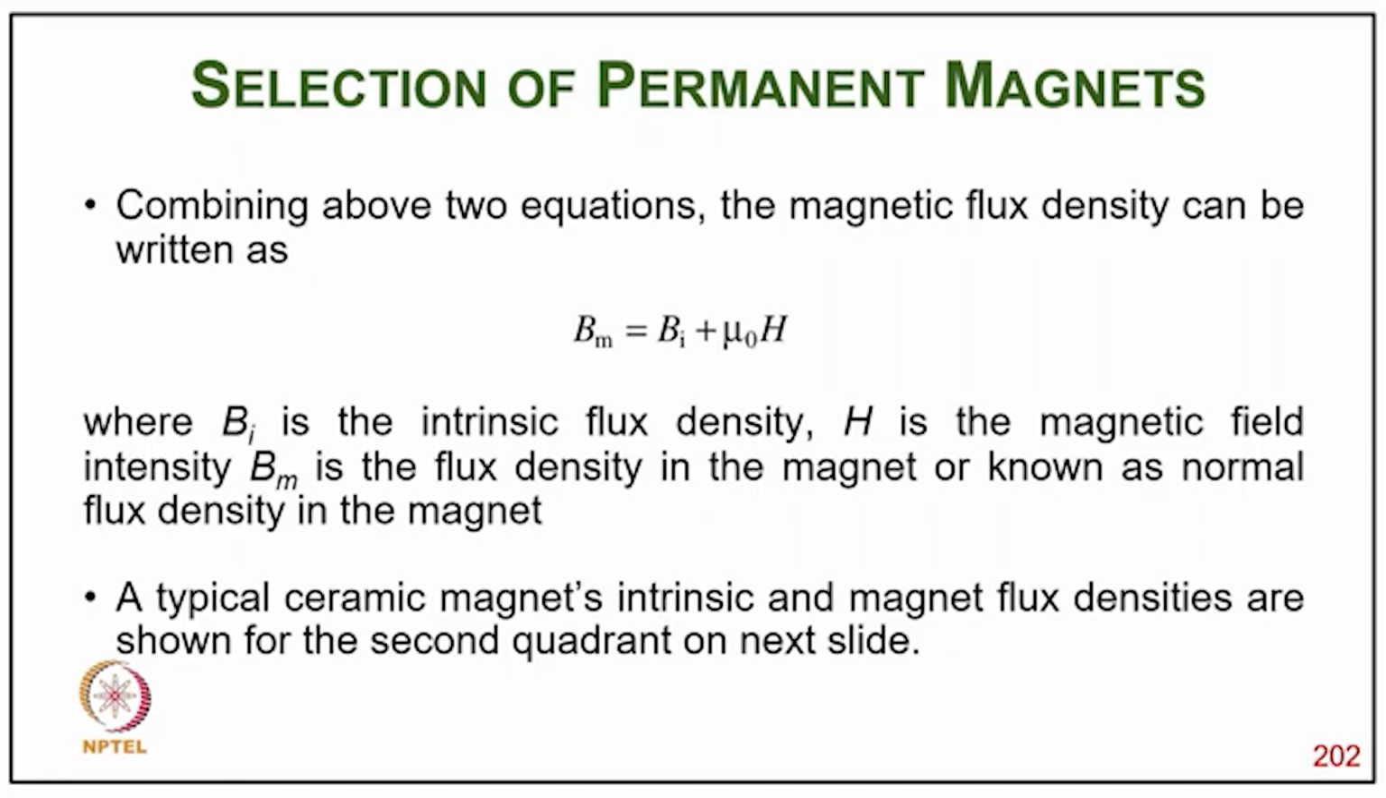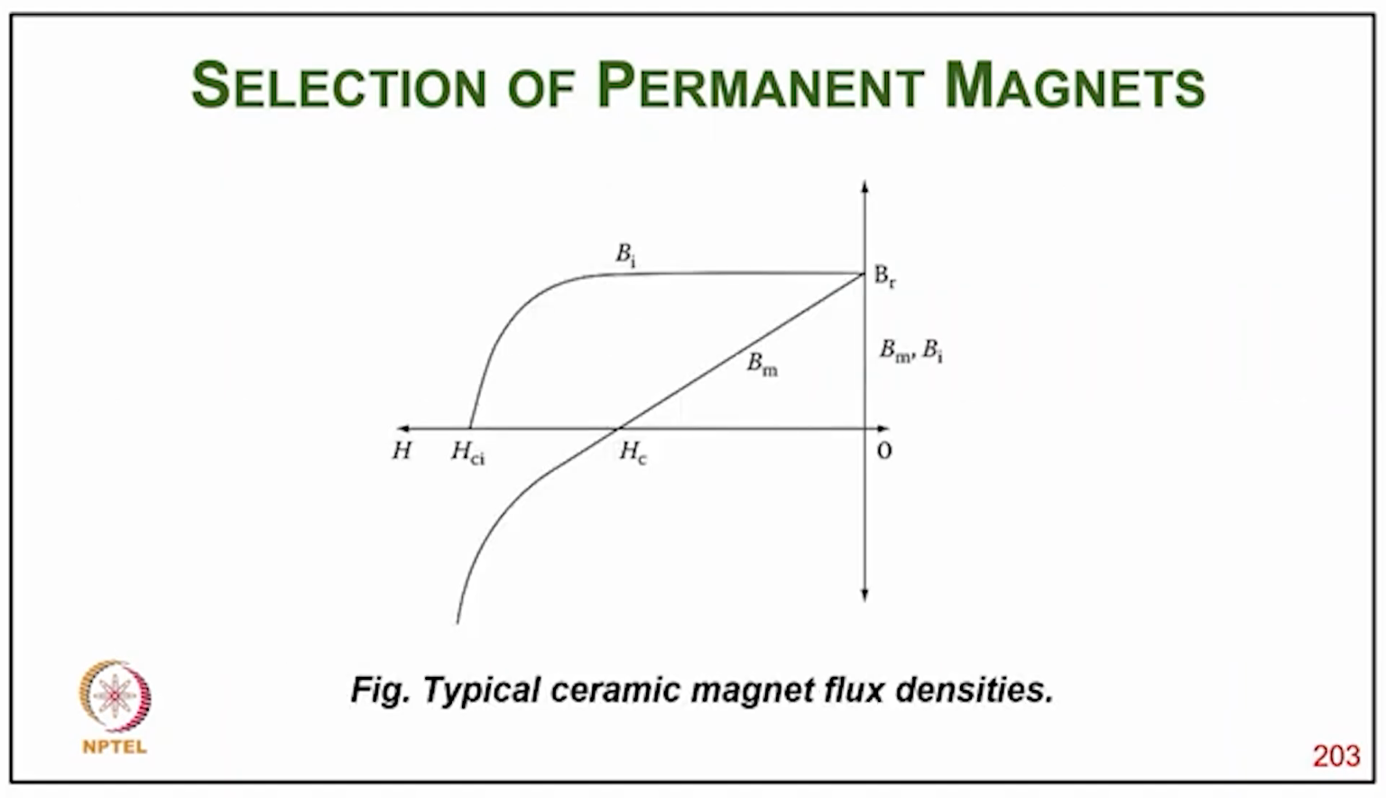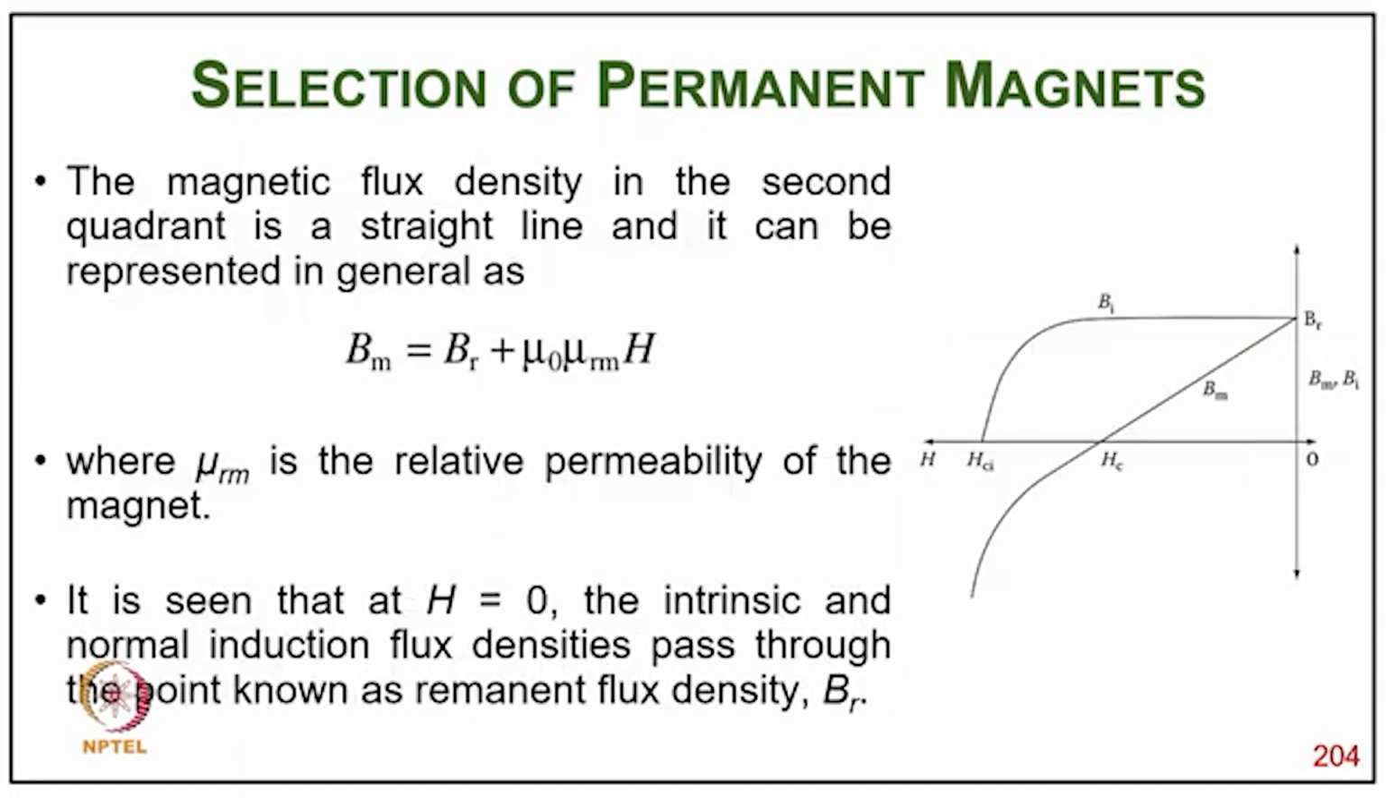A typical ceramic magnet, typically a ferrite magnet: the intrinsic and magnetic flux density are shown in the next slide. The second quadrant is responsible for how these two quantities, Bi and Bm, are expressed in this second quadrant characteristic of the permanent magnet material. With this characteristic, the magnetic flux density in the second quadrant is a straight line, and it can be represented as Bm equal to Br plus mu 0 mu Rm H, where mu Rm is the relative permeability of the magnet.